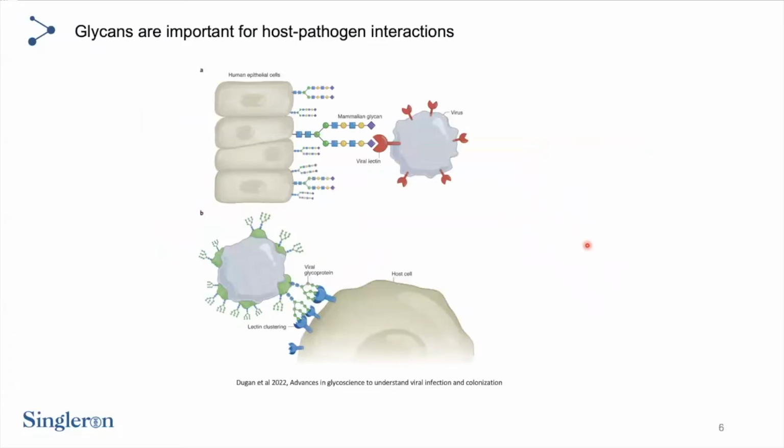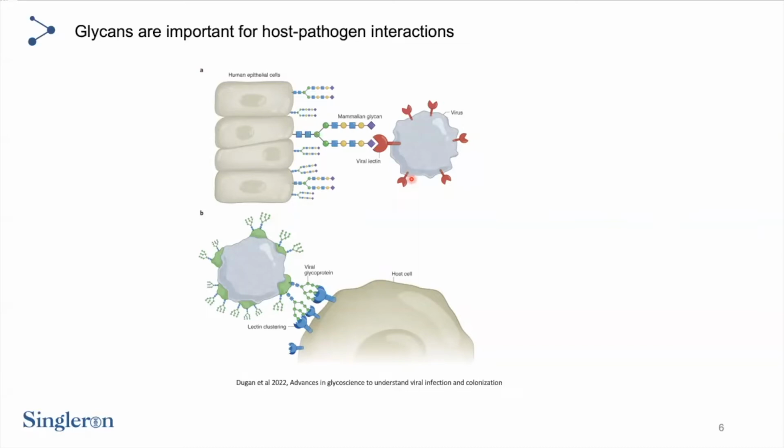Another important field which uses glycans a lot is, of course, host and pathogen interactions. In our bodies, the cells are covered with a sheet of glycans. You can imagine there are a bunch of glycans that are attached to proteins. And viruses are expressing proteins known as lectins here. Lectins are proteins that have high affinity to glycans. So they will specifically bind to those glycans, and that will initiate the infection process.